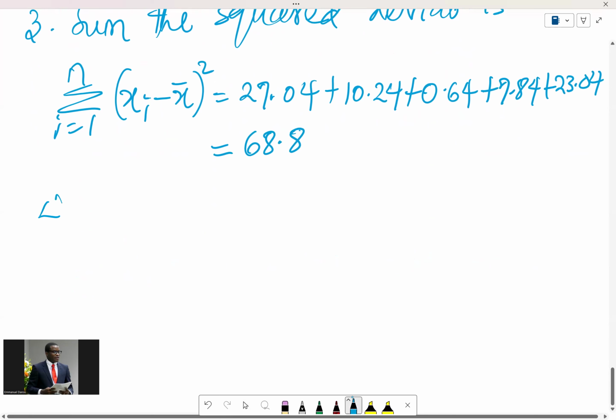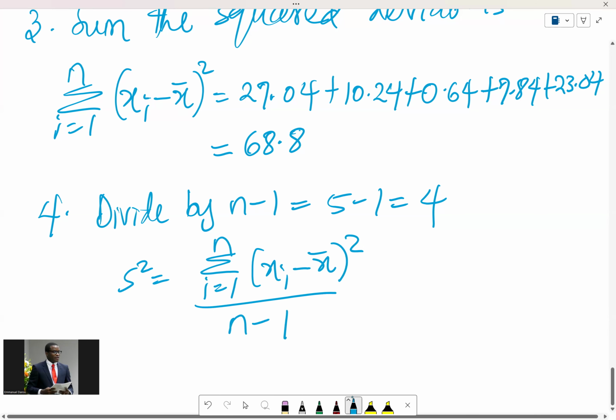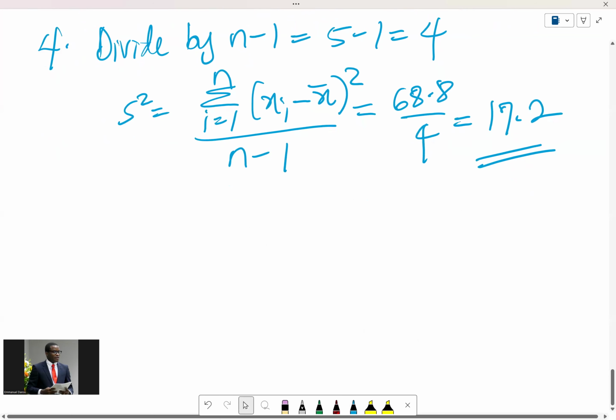So lastly, number 4, we divide by n minus 1, and that is 5 minus 1, which is equal to 4. So at the end of the day, s squared is the summation from i equals 1 to n of xi minus x bar squared, divided by n minus 1. That's the same thing as 1 over n minus 1 multiplied by that, so no worries. So this is 68.8 divided by 4, and the result is 17.2. So the variance of that ungrouped data is 17.2.